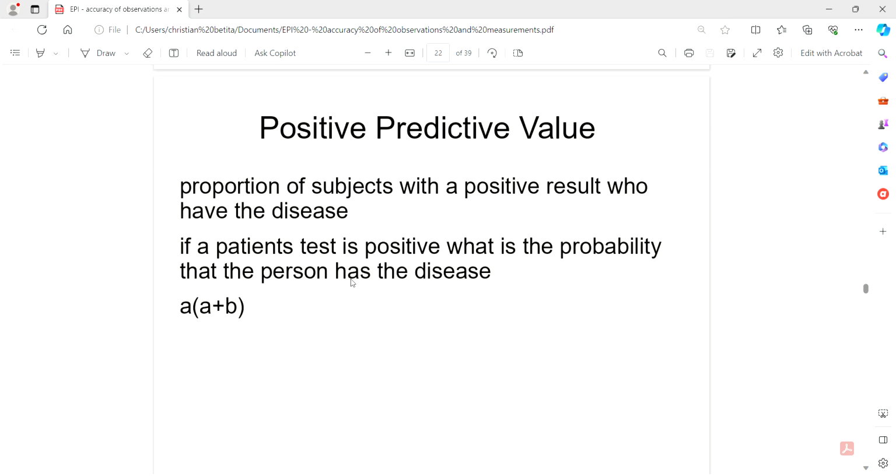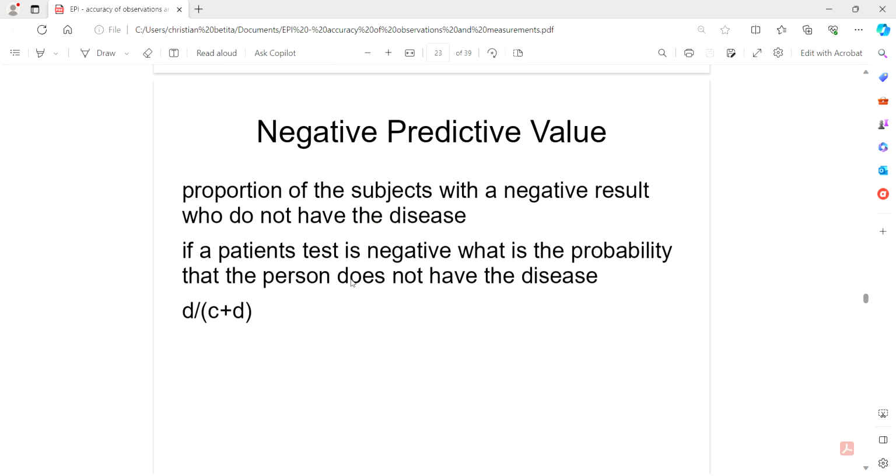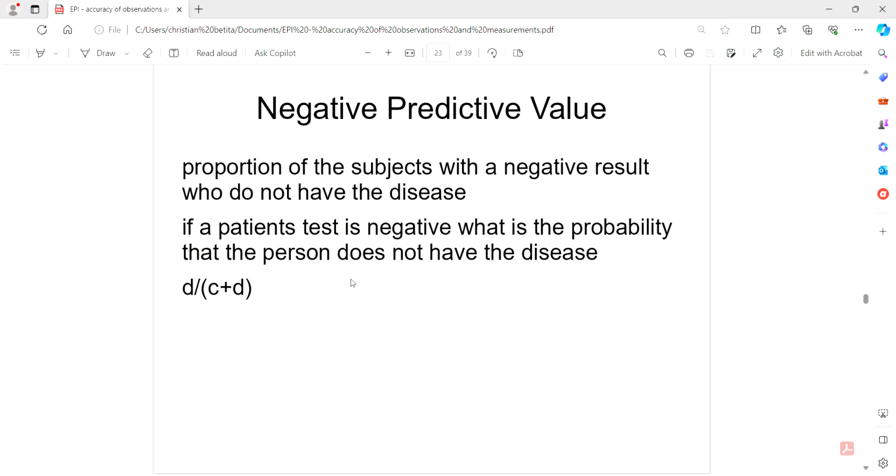Positive predictive value is the proportion of subjects with a positive result who have the disease. If a patient test is positive, what is the probability that the person has the disease? And it is given by the formula A over A plus B. Negative predictive value is the proportion of the subjects with a negative result who do not have the disease. If a patient's test is negative, what is the probability that the person does not have the disease? And it is given by the formula D over C plus D.